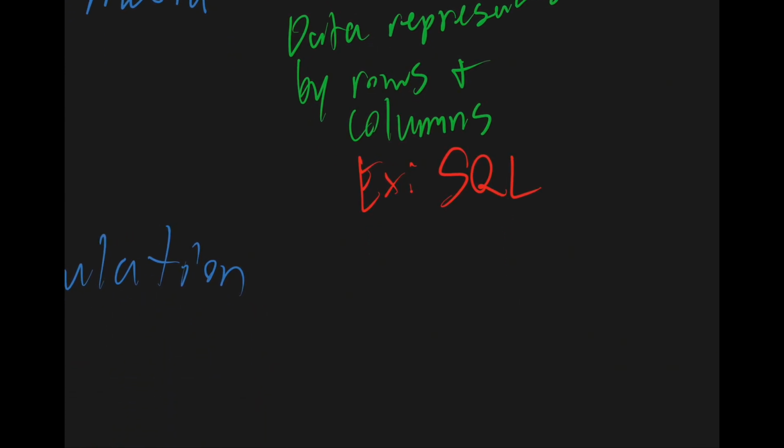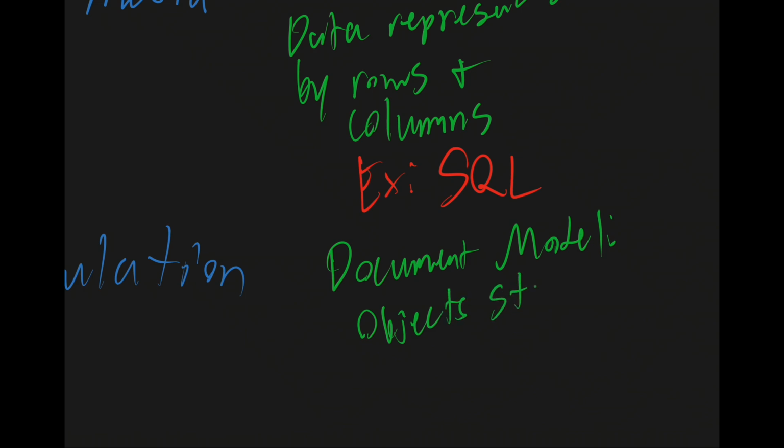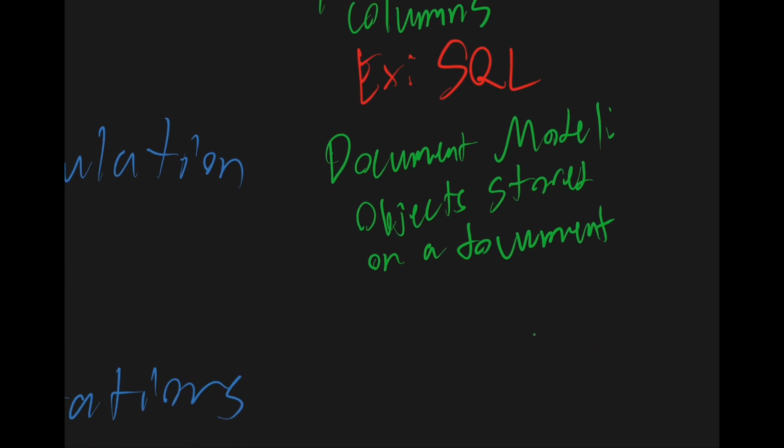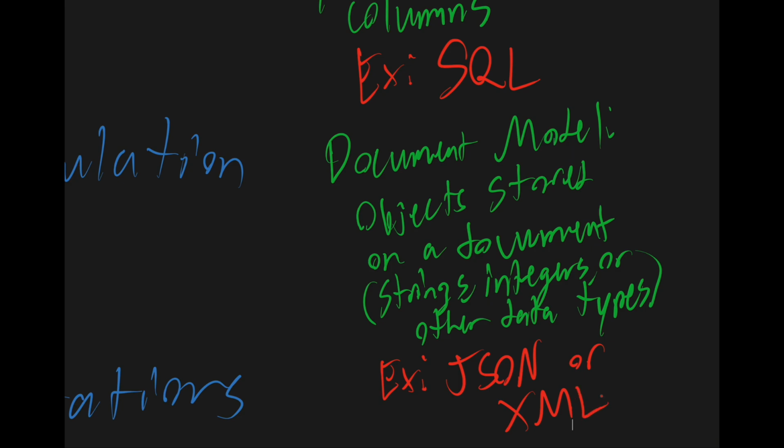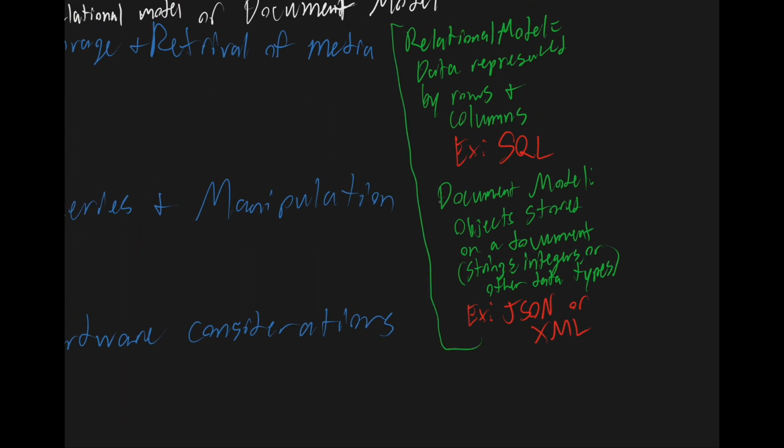Meanwhile, a document model would represent objects stored in a document that could be any data types like strings, integers, or other data types. A good example would be JSON or XML. So that's a bit of a side note for us on relational and document.